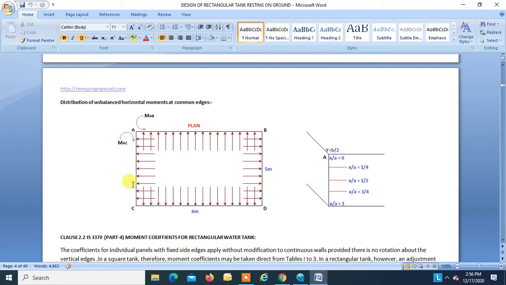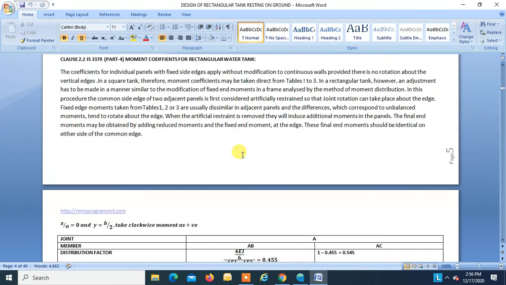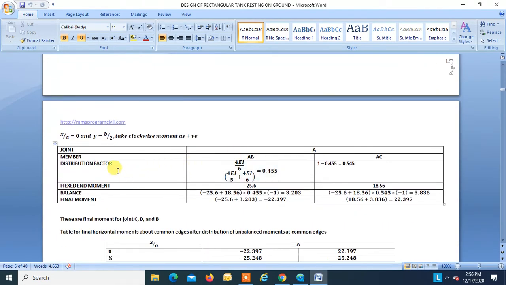If this was a square wall, then MAB and MAC would be the same, and equal and opposite in sign. In that case, you don't have to modify the moments which we obtain in the above table. But as this is a rectangular tank, we are getting MAB and MAC different, so we will have to distribute the unbalanced moment. Let us try to understand how we distribute this unbalanced moment, taking this point, x by a equal to 0 and y equal to b by 2, with the moments we just saw.